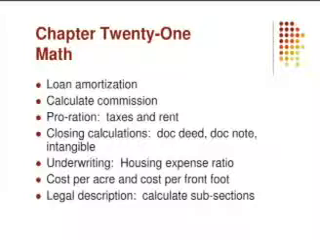You're going to have to determine the cost per acre and the cost per front foot. You've got a legal description that you're going to have to be able to calculate. Remember, when you're calculating a legal description, if they give you the northeast 1/4 or the southwest 1/4, all you're going to do is take 640, the number of acres in a section, and simply divide it by the bottom numbers. Now, I want you to be cautious of the word "and."